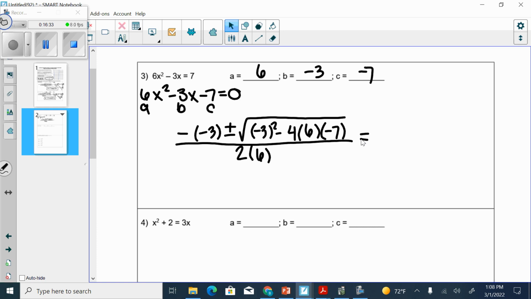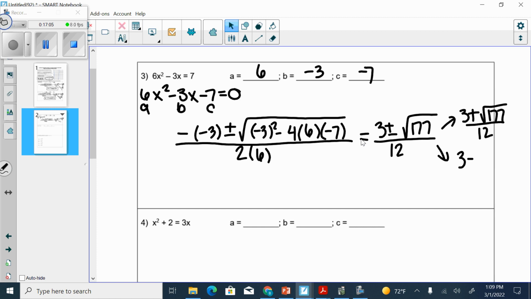No big deal. All right, so right here, we got -3. 2 negatives make a positive, so I got +3 plus or minus the square root of, what did we say it became? 177. All over 2 times 6, which is 12. Okay, and then remember we do 1 for the plus, 1 for the minus. So I'm going to have 3 plus square root of 177 over 12. And then I'm also going to do 3 minus square root of 177 over 12.